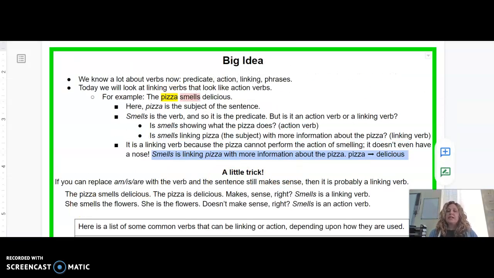All right, here's a little trick because this can be tricky. If you can replace some form of be, like am, is, are, with that verb, and the sentence still makes sense, then you've probably got yourself a linking verb. Some people like to use the word seems instead of the verb or the word becomes. You could do that too. I think it's easier just to remember am, is, are.